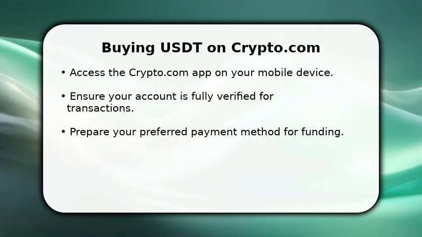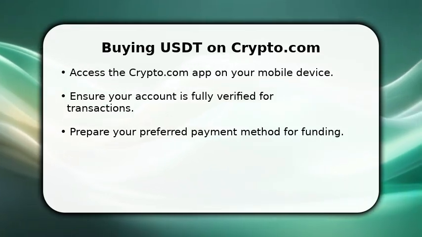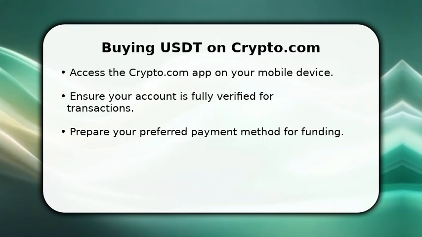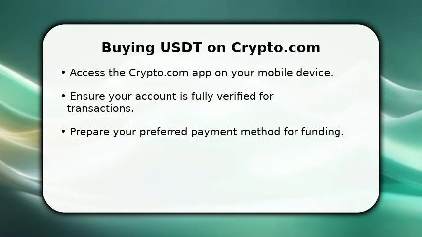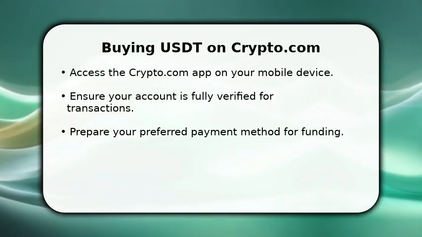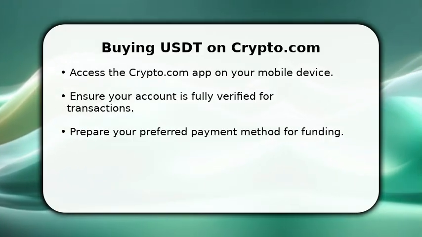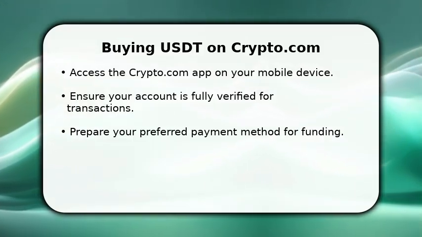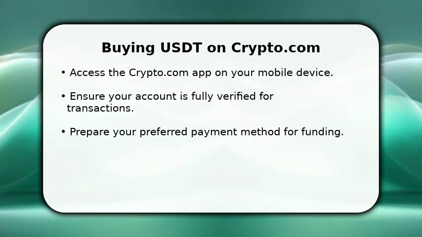In this video, I will explain how to buy USD on Crypto.com. First, open the Crypto.com mobile application on your smartphone. Make sure you have completed all necessary identity verification steps to enable full trading functionality. Having your account verified is a crucial first step before you can proceed with any purchases. Also, have your chosen payment method, such as a debit card or bank account details, ready for use.